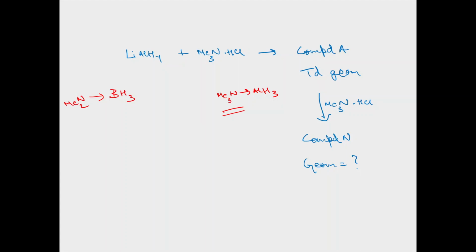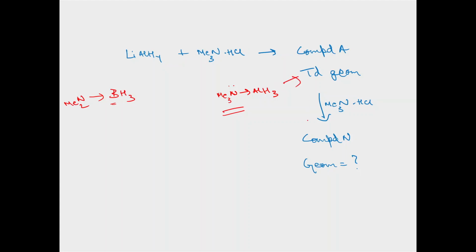You know why this adduct formation is taking place? This is because this nitrogen has a lone pair, and aluminium, being the same group as boron, also has an empty orbital. Boron and aluminium belong to the same group and show similar properties. So aluminium having a vacant orbital and nitrogen having a lone pair leads to adduct formation. This nitrogen donates its electrons to aluminium. So this is compound A, and it has a tetrahedral geometry.